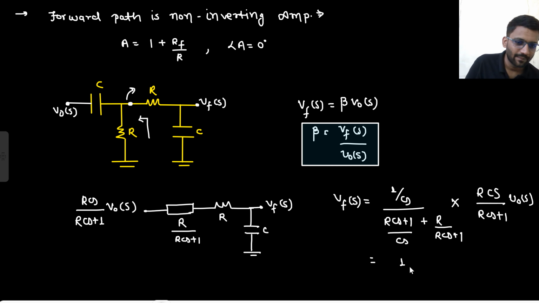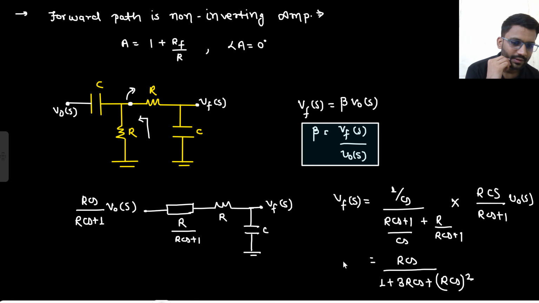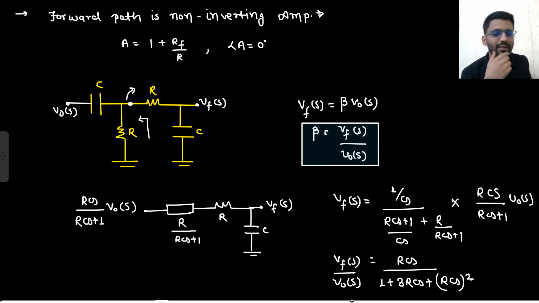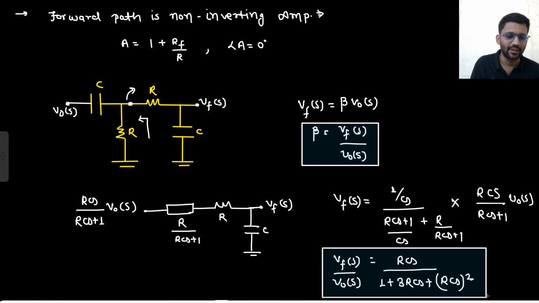At the upper side RCS will be left and at the lower side you will have 1 plus 3 RCS plus RCS whole square. This is your VFS by V naught S. Am I right or not? Let me check. 1 plus RCS squared plus 2 RCS, 3 RCS, it would be RCS plus 1 RCS plus 1. You can cancel, RCS will come here. Yeah. So this is my VFS by V naught S.